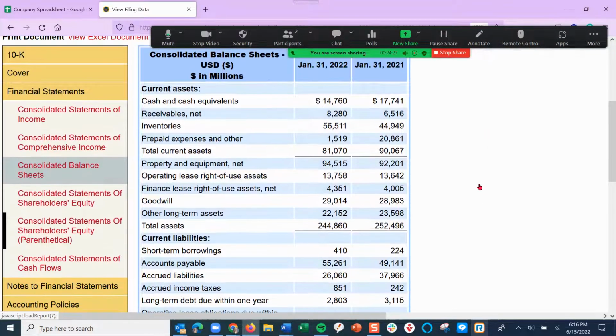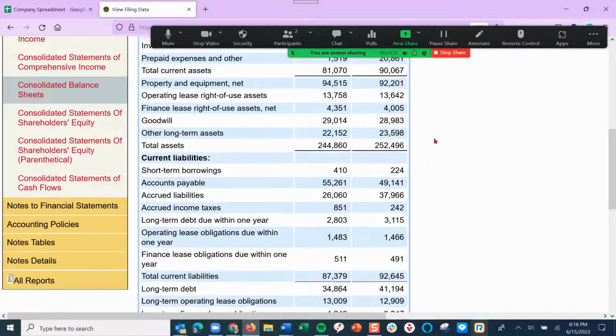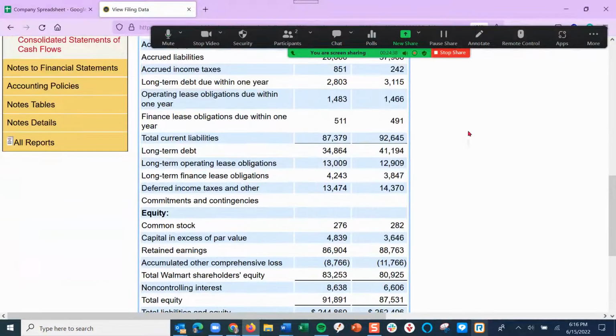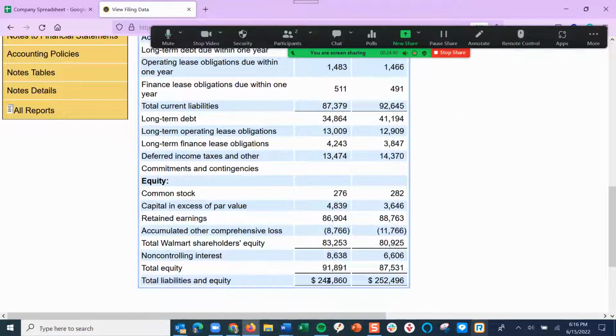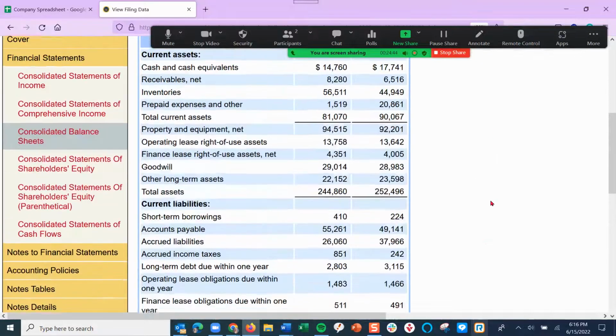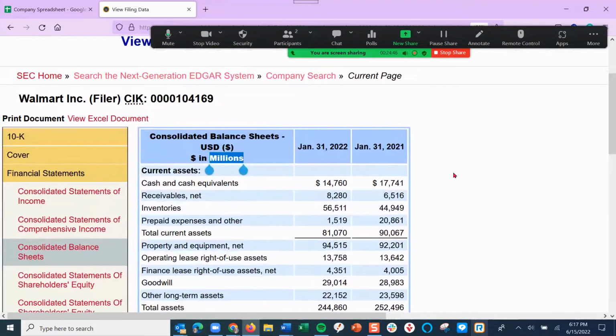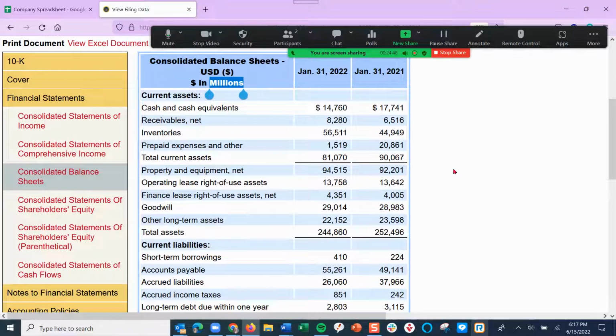Now, if all goes well, this $244.9 billion, in millions, equals $244.9 billion liability plus equity. So our balance sheet's in balance. That's a good thing. You'll notice our income statement had 3 years of data. Our balance sheet had 2 years of data.